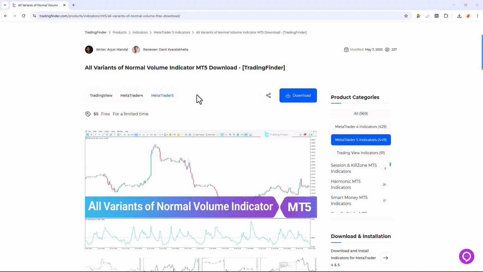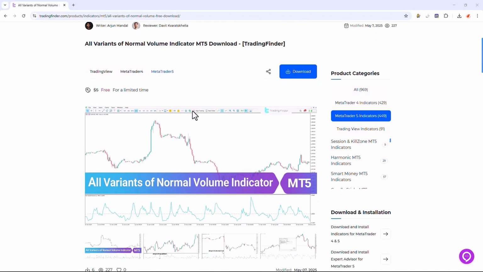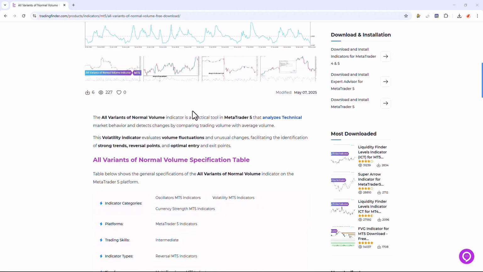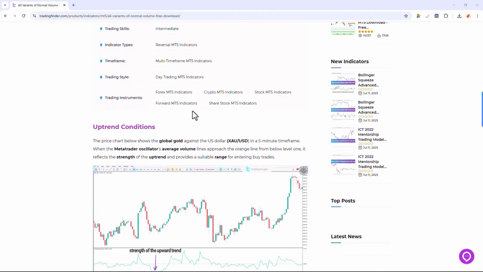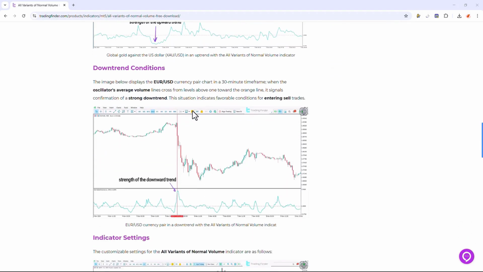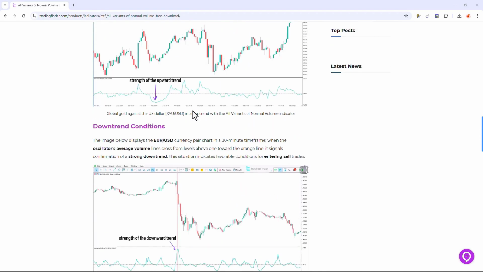The all variants of normal volume indicator is available for various platforms on the TradingFinder website. From this section, you can download the indicator file for MetaTrader 4 and MetaTrader 5 platforms and run it on your chart. Additionally, traders can read this page to learn about the functionality and operation of the indicator.